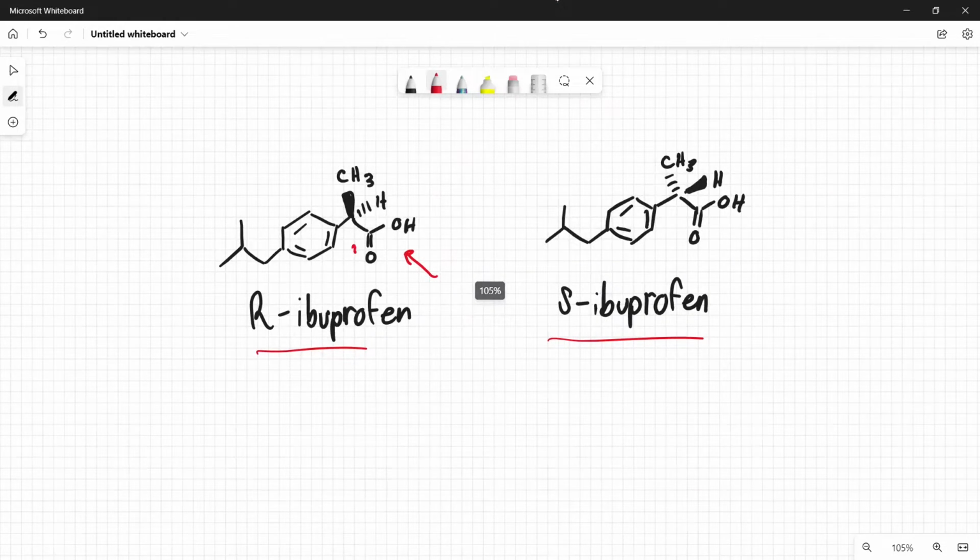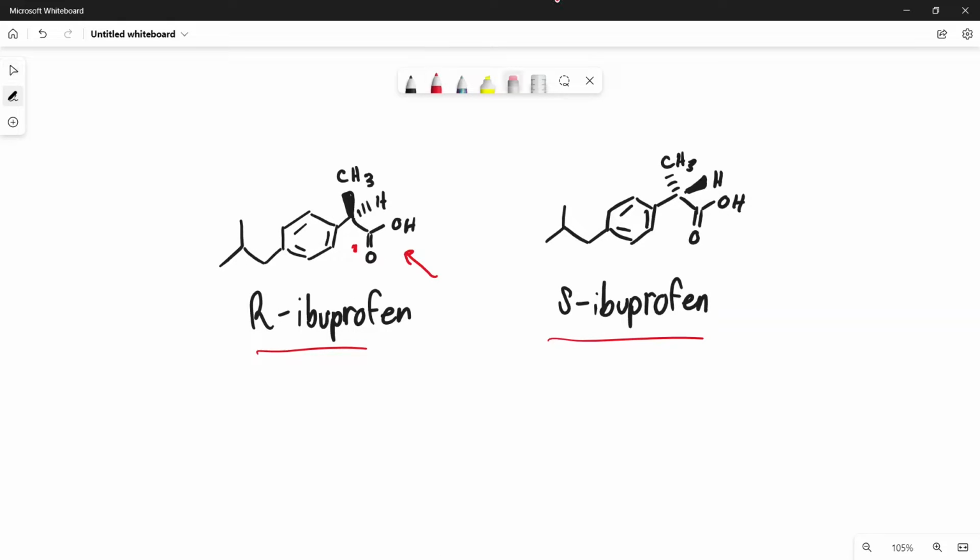This would be the first priority. I won't get into the technicalities of why, but this one would be the first one. This carbon that is double bonded here would be second priority. The methyl group, which is the CH3, will be third, and the hydrogen will be fourth. So this is good. We have the lowest atomic number, which is the hydrogen, all the way towards the back, which is indicated by the wedge bond.